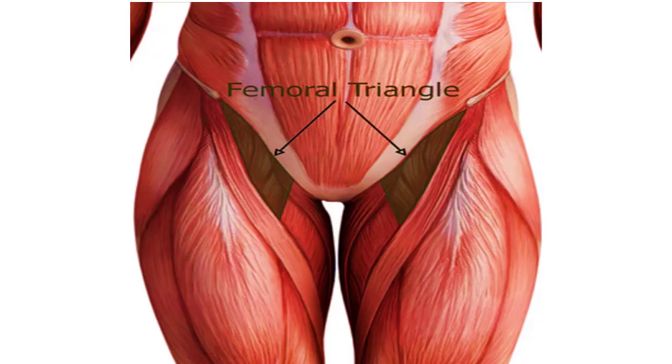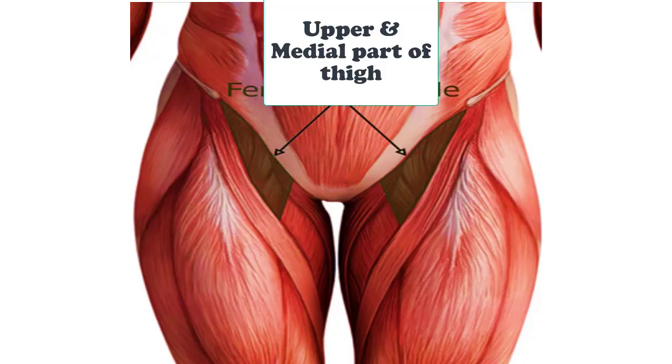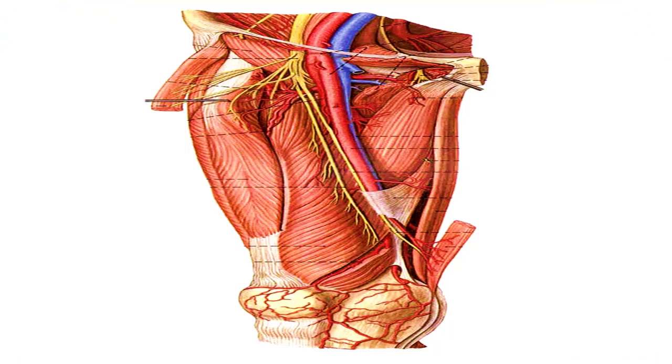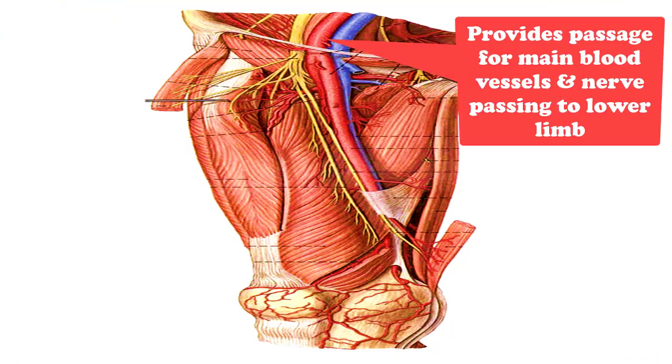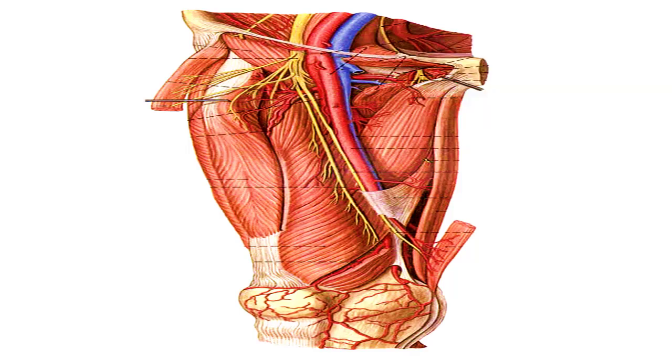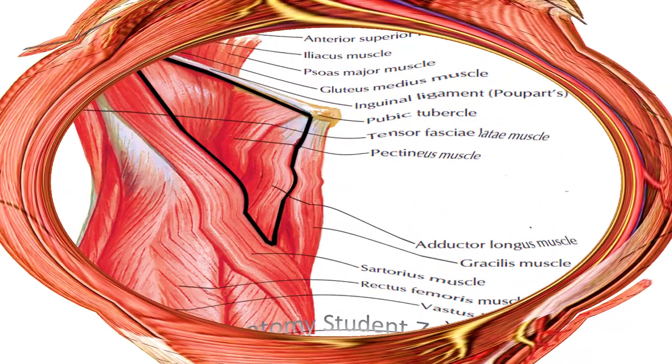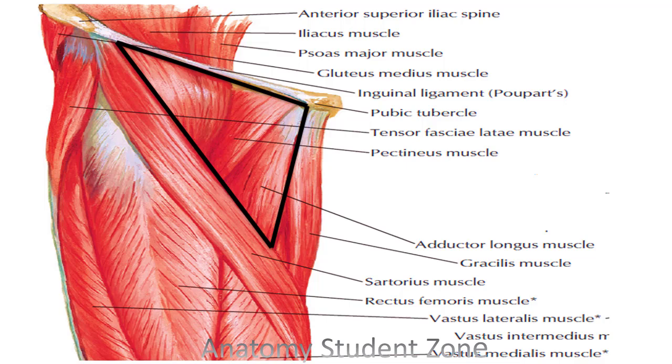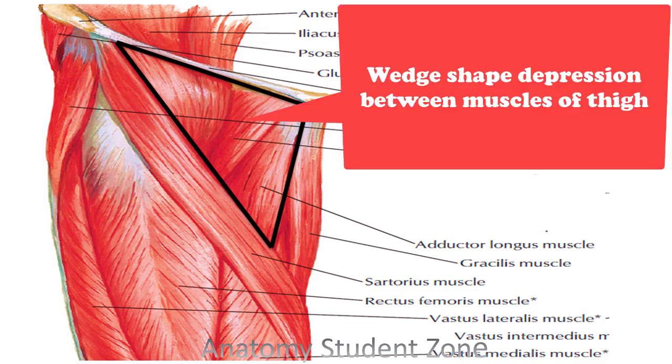You can observe this triangular region located bilaterally in the upper and medial part of the thigh. The femoral triangle provides a passage for the main blood vessels that pass from the pelvis to the lower limb, and also the main and large nerve which supplies the thigh. The anterior view of the thigh is shown in this image, and the focus is the upper part and the medial aspect of the thigh. We can observe a wedge-shaped or triangular depression, as you can see.